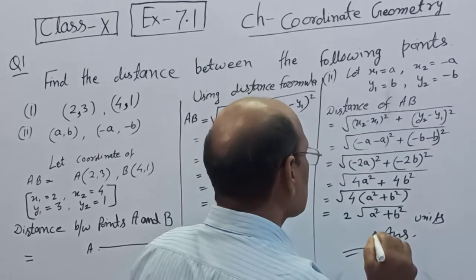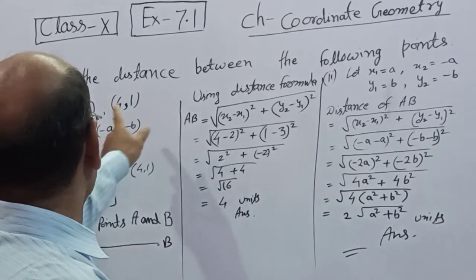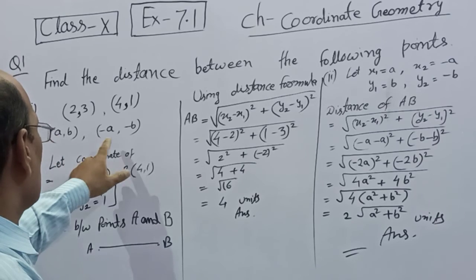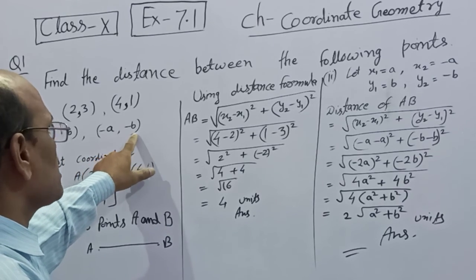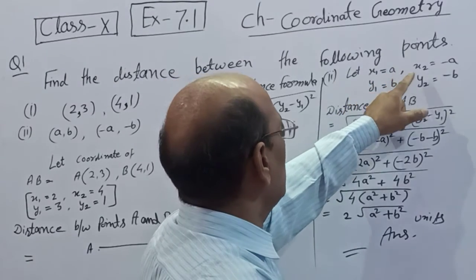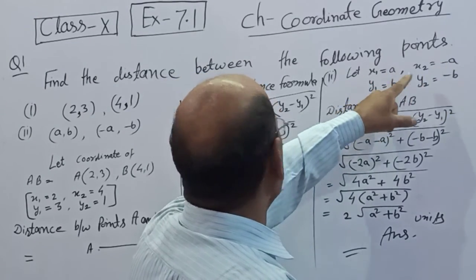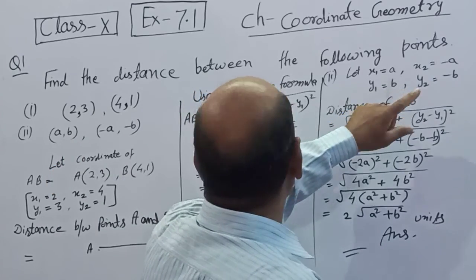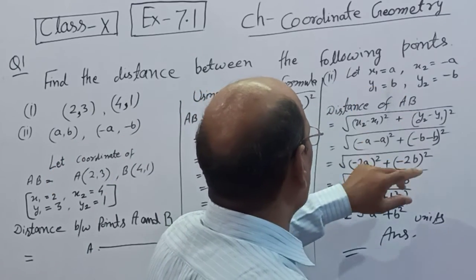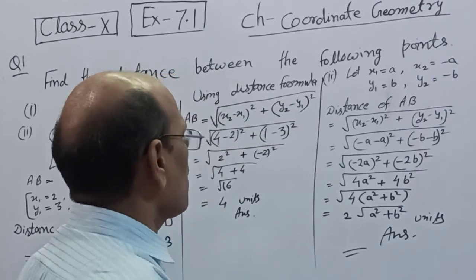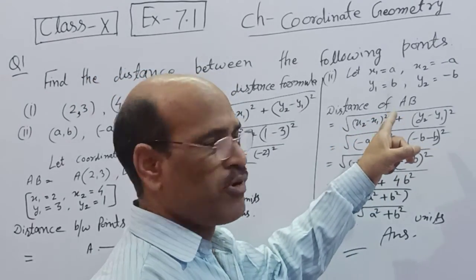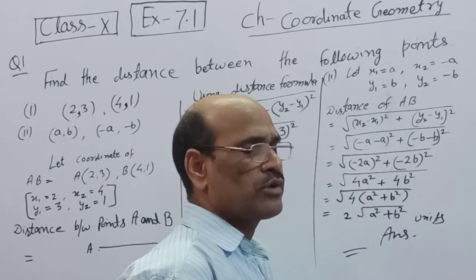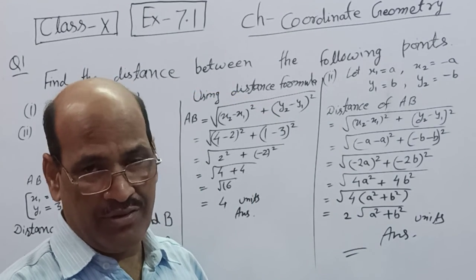So in this way our question is over. Coordinates of A is (a, b), coordinates of B is (minus a, minus b). Therefore x1 is a, x2 is minus a. Here y1 is b and y2 is minus b. Therefore we have to put in the distance formula. Then we get 2 under root a square plus b square.